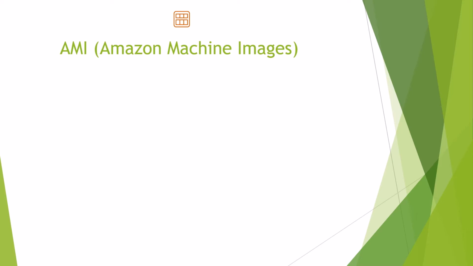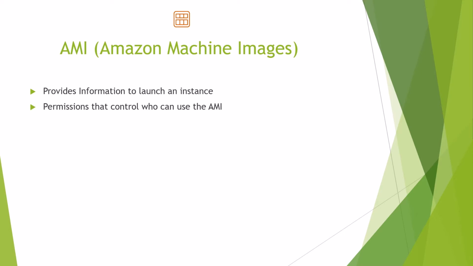So basically AMI or Amazon machine images, they provide information which is required to launch an instance. They also contain the permissions that control who can use the AMI. So you can create your AMI and give permissions for other AWS accounts to use it, or you can also make it public so anyone can use it.